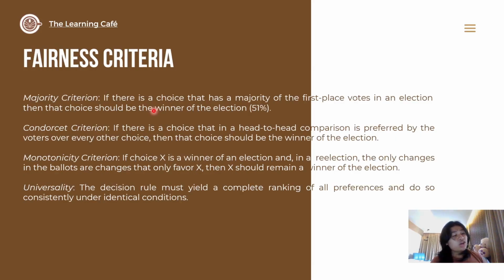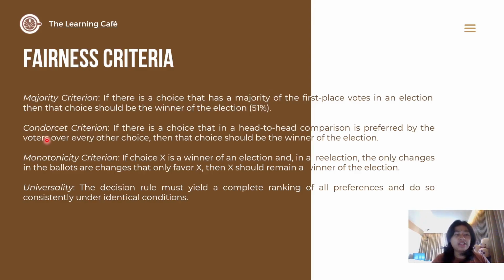Moving on, let's talk about the different criteria under social choices. First criteria can be defined as things that should always be true according to common sense but aren't always true in reality. There are different kinds of first criteria which I will discuss along the way. First, majority criteria. If there is a choice with the majority of the first place votes in an election, that choice should be the winner of the election. Simply put, if a candidate or a choice has 51% of the votes, then they are the winner.